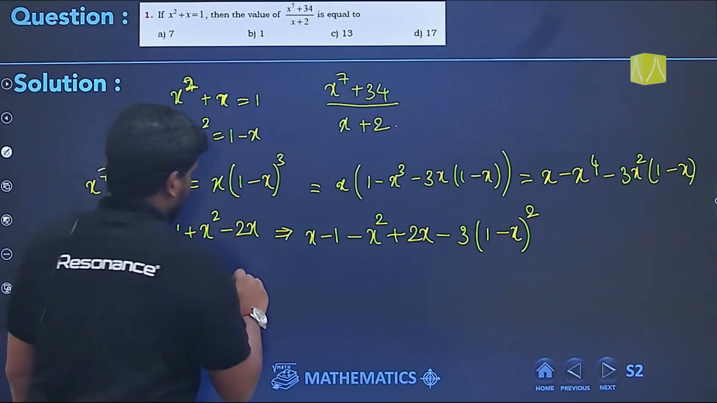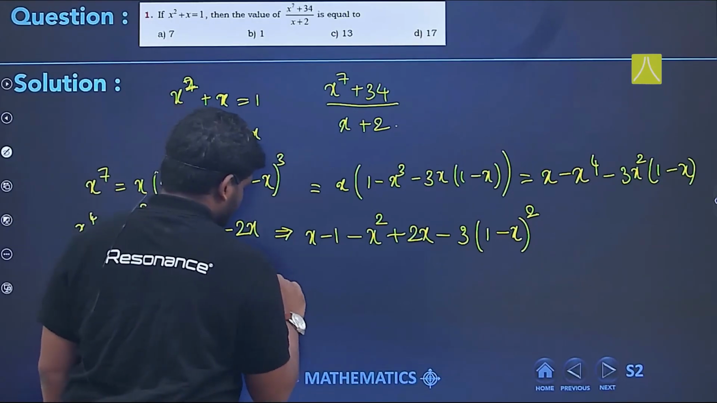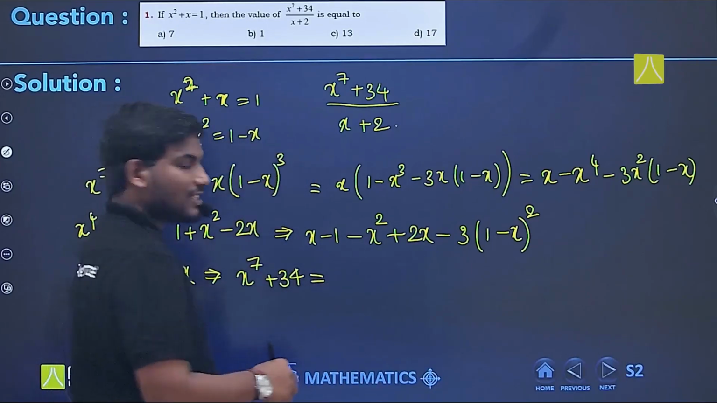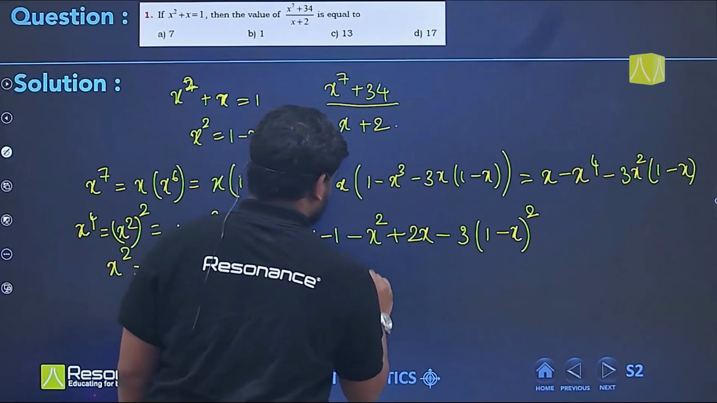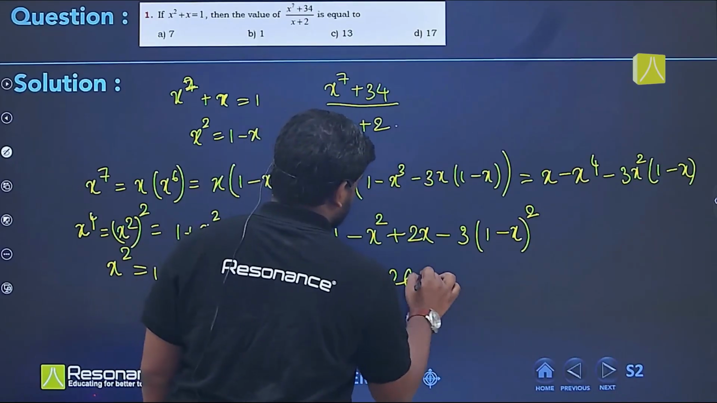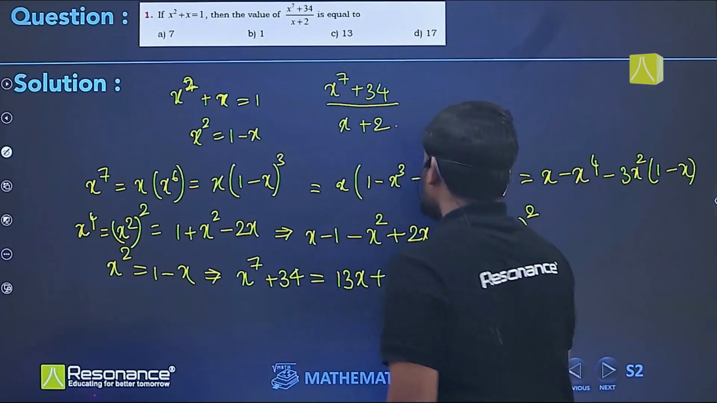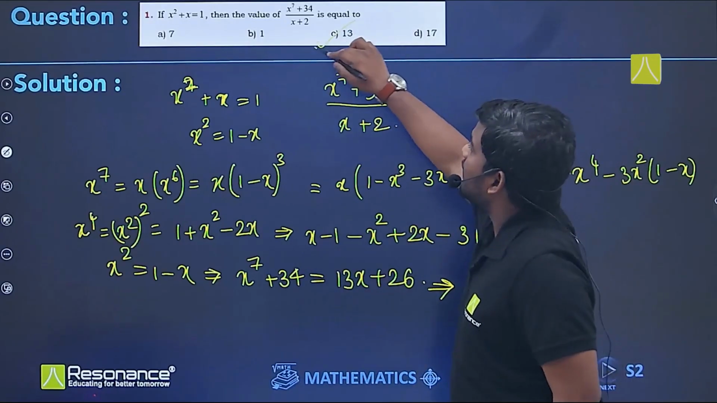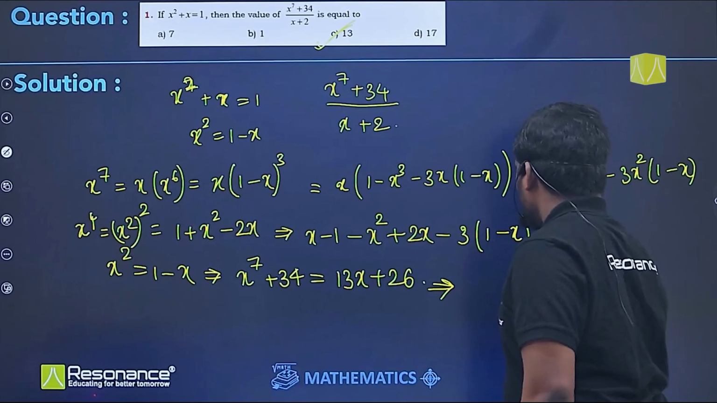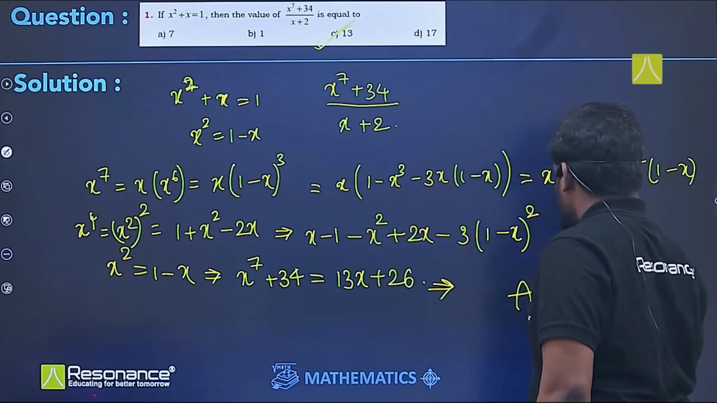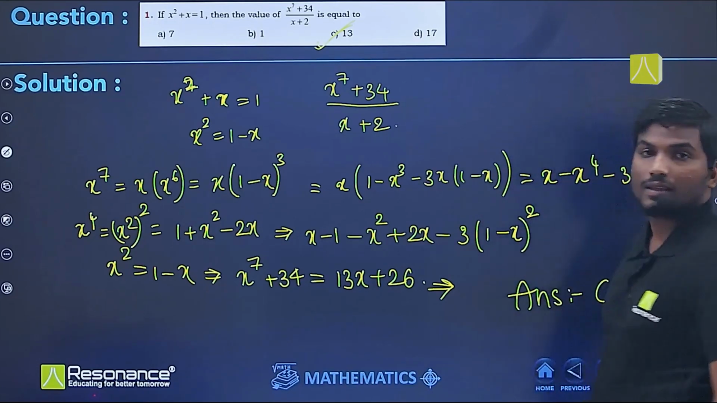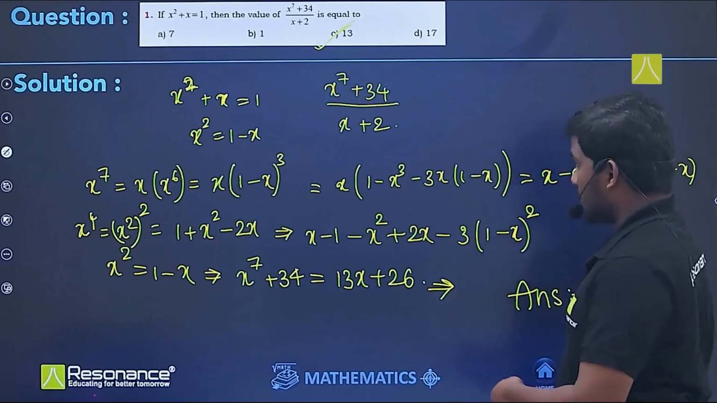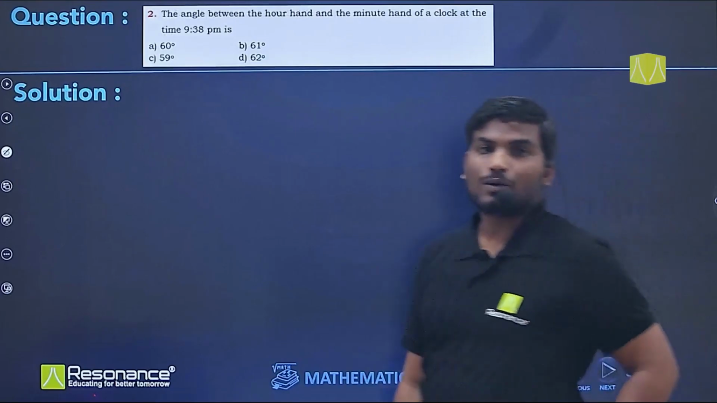So x power 7 plus 34 will become what? We'll get upon calculation 13x plus 26. So, divided by x plus 2, the answer is 13. Alright, now this is a pretty simple question. Going to the next question, what is the question?